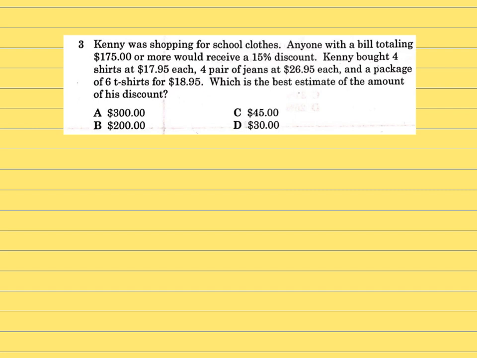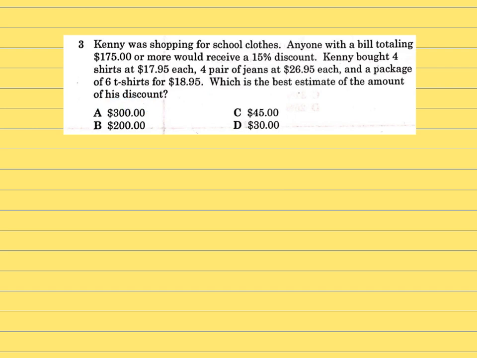The second example has a lot of information, so we're going to have to read carefully on this one. Kenny was shopping for school clothes. Anyone with a bill totaling $175 or more would receive a 15% discount. Kenny bought 4 shirts at $17.95 each, 4 pairs of jeans at $26.95 each, and a package of 6 t-shirts for $18.95. Okay, notice this didn't say each right here, okay? That's important. Which is the best estimate of the amount of his discount?